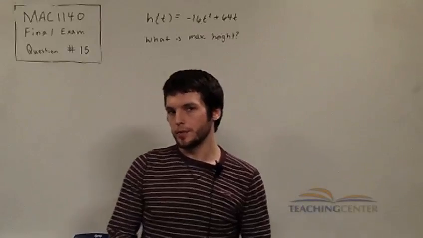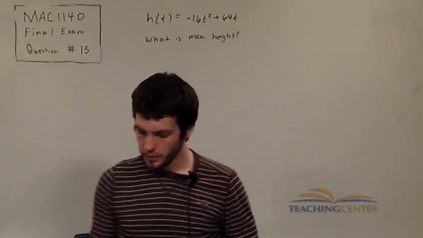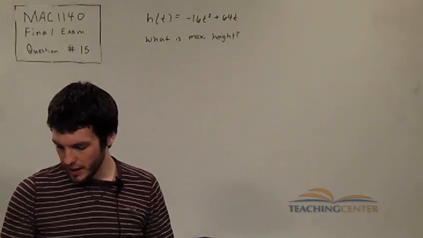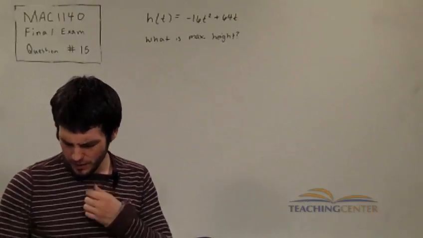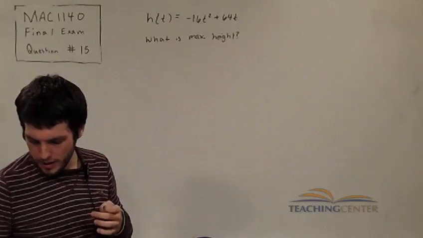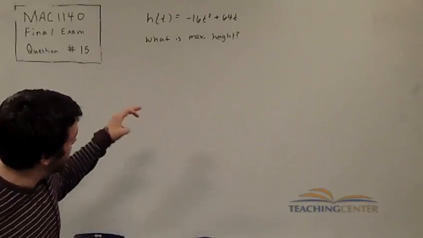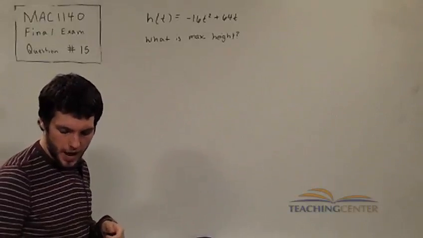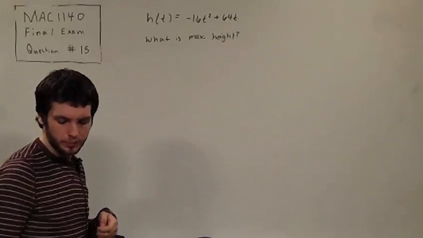This is MAC 1140, final exam, question 15. It reads, a ball is thrown straight up. Its height in feet after t seconds is given by the function h of t equals negative 16t squared plus 64t. Then it asks, what's the ball's maximum height?